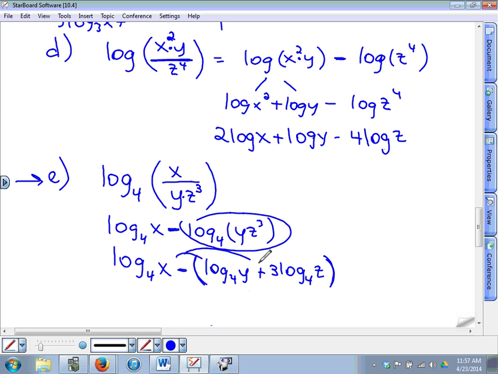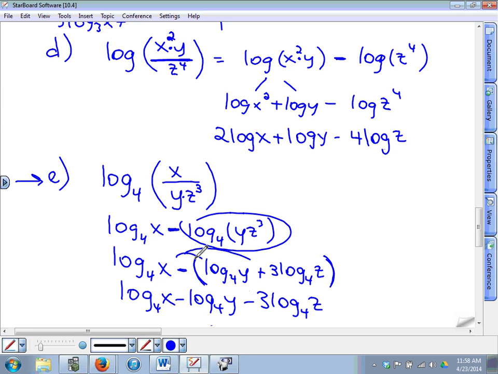It distributes to both. Oh, so it makes it all negative. Makes them all minus. Except for the first one. So it's log base 4 of x minus log base 4 of y minus 3 log base 4 of z. I know it seems silly, but it's a pretty important difference. If we just subtracted it and left the parentheses on, I'd accept that. If you didn't want to distribute the minus sign, that's fine with me.